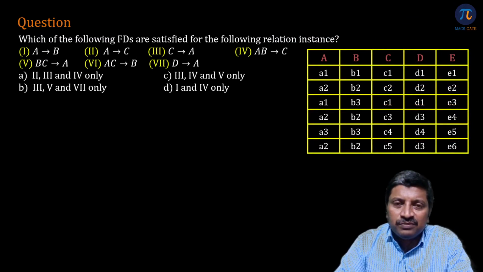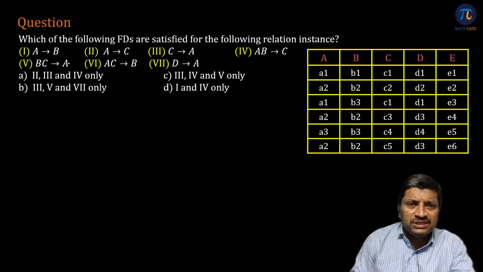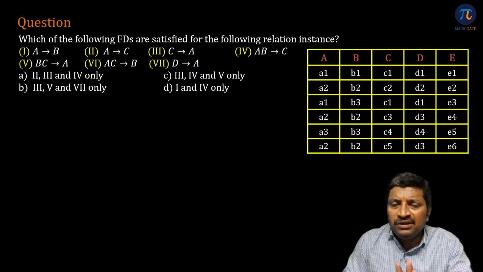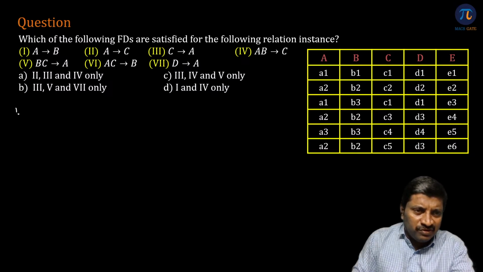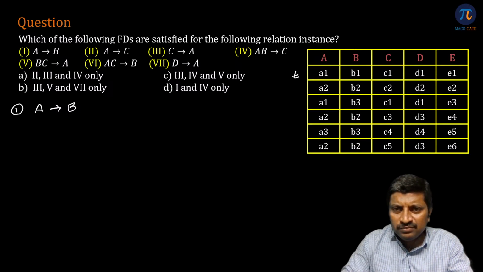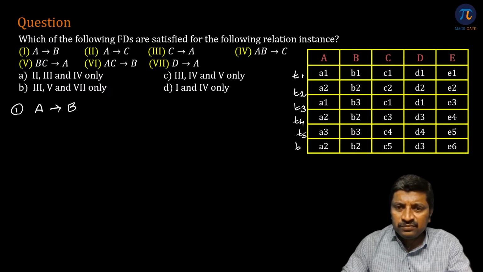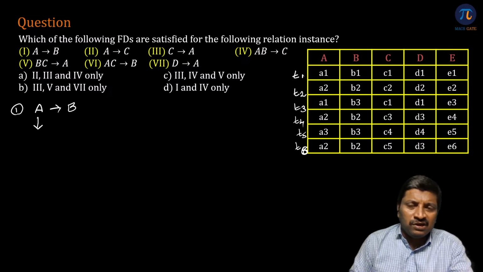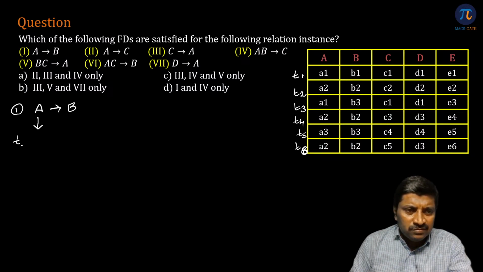Let us do one more example. They have given 7 functional dependencies and we need to verify which of them are satisfied in the given relation instance. Let us consider them one by one. The first one is A goes to B. Are the values unique, sir? Let us give the numbers T1, T2, T3, T4, T5, T6.